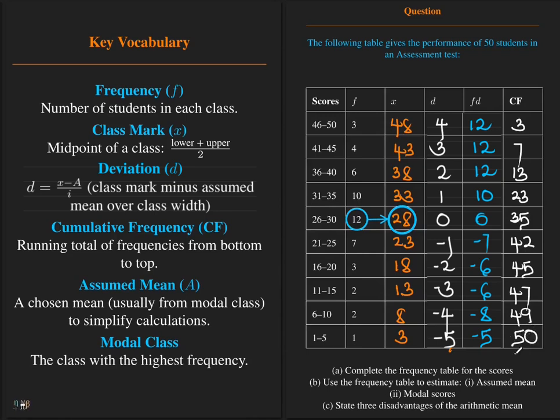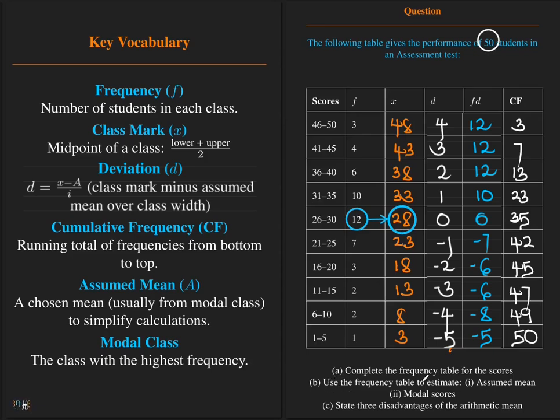You need to always take note. By the end of your addition, the final one here should be equal to the sigma f, you see, which is 50 over here. Anytime you add all of this and you don't get what you have here, it simply means there is something wrong somewhere. So we have been able to complete the frequency table for the scores.